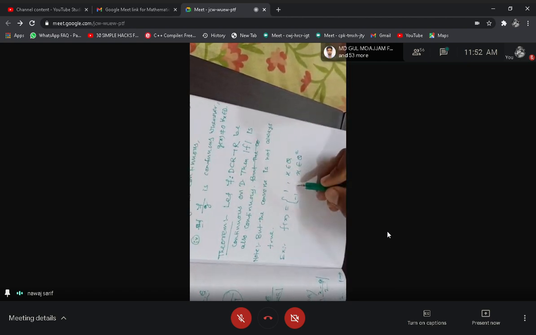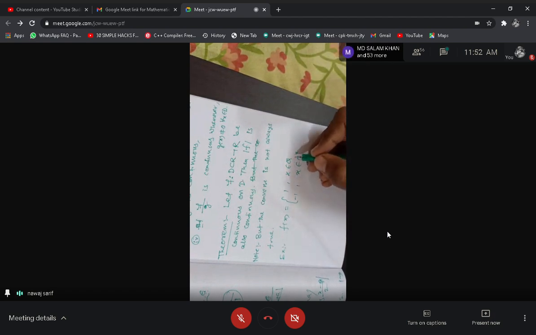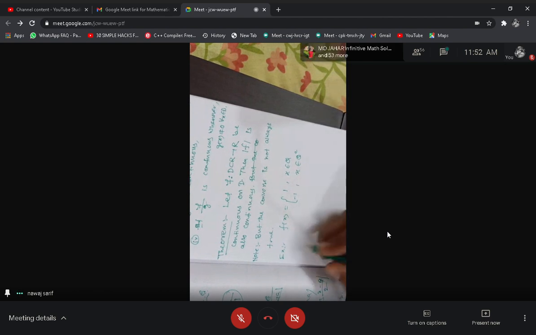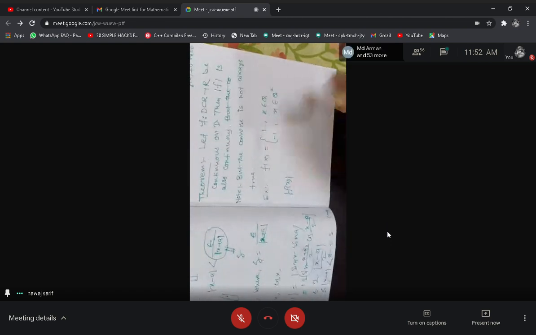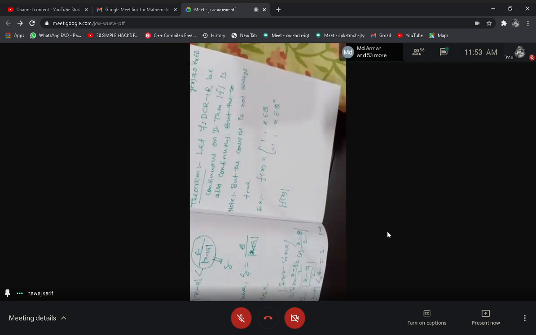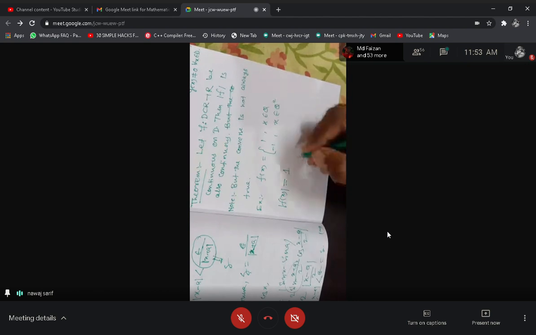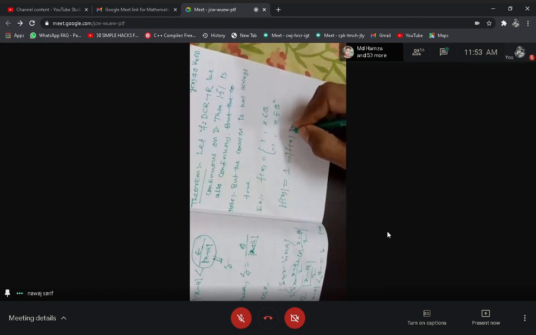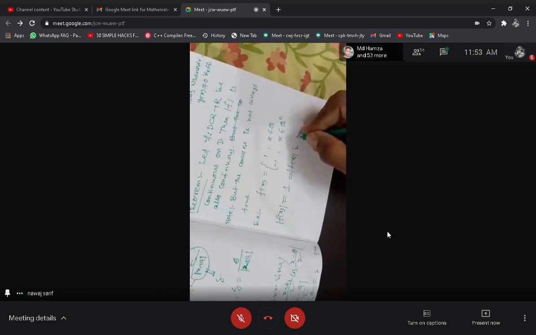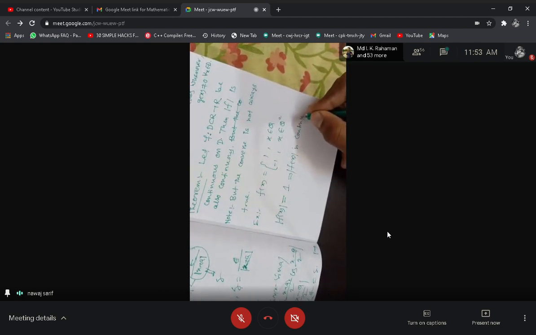So this is f(x), and f(x) is 1 when x belongs to Q and -1 when x belongs to the irrational numbers. And what is the modulus of f(x)? It will be 1. The modulus of f(x) is 1, and 1 is a constant function. This implies mod of f(x) is continuous, but is f(x) continuous?